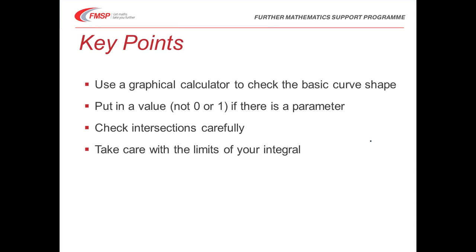When you're doing your curve sketch, use a graphical calculator to check the basic shape. If there's a parameter that means you can't just plug the formula in, then choose a value for it. Avoid 0 and 1 so that you don't find that 1 squared is 1 and doesn't really make any difference to your curve or whatever it might be doing. Do check the intersections carefully and make sure you think about those in terms of any parameter rather than in terms of the value you've just chosen. And do take care with the limits of your integral. Often they'll be given, but not always.